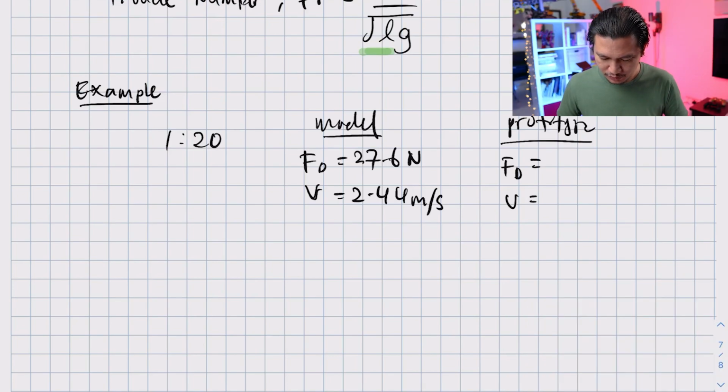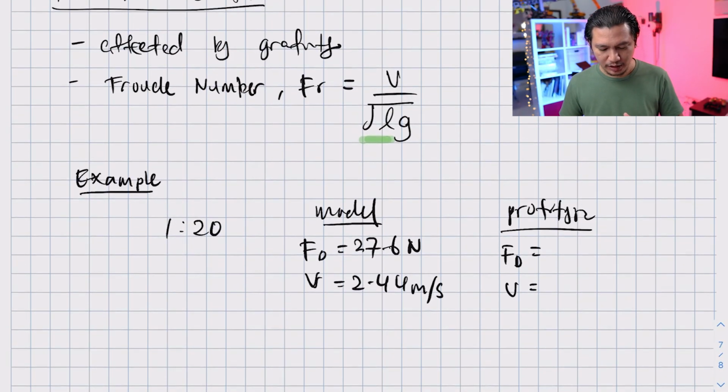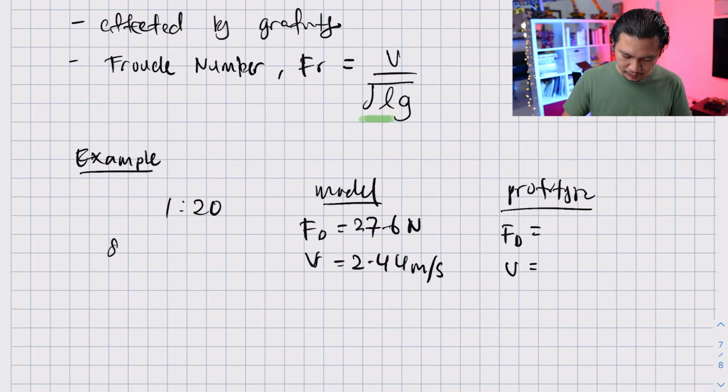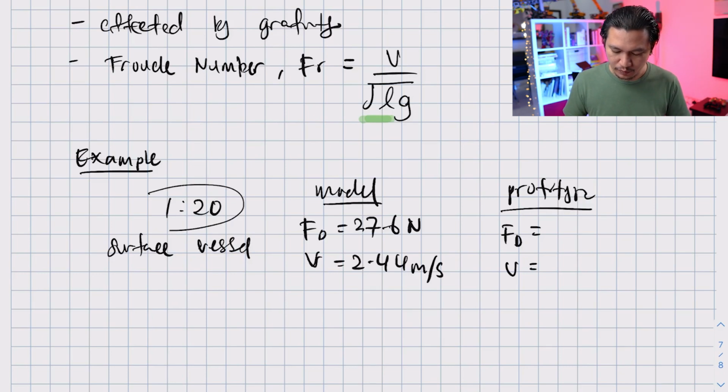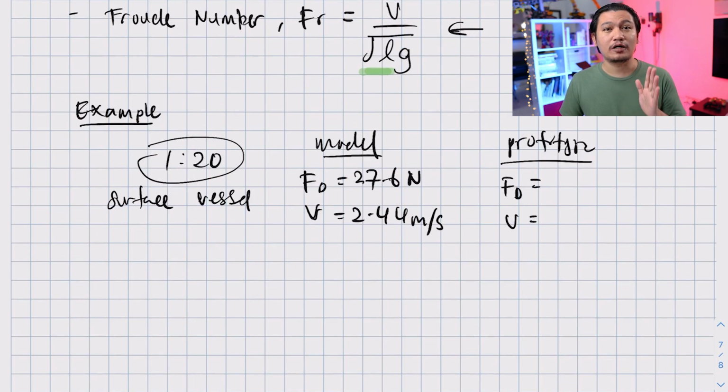Now, let's see how we can solve this. We know that this is an example of free surface flow, and this problem is actually a surface vessel. Of course, when you are designing a surface vessel, you cannot just design it and straight away build that vessel. You need to build a model in order to validate all your calculations. This model is in the ratio of 1/20. We know that for free surface flow, the Froude number is very important, so let's try to equate the Froude number of the model and prototype and see what it gets us.